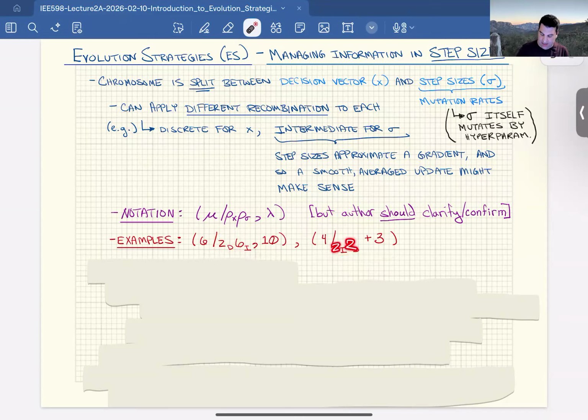So here's a case where I'm using 2 parents as the source of both of those for the decision vector and the mutation rate. So the point is, you can separate out step sizes and the decision variables, and you can say, I'm going to use recombination one way for one and the other for another. And it's not just in the type, discrete and intermediate, but even in the number of parents. All right.